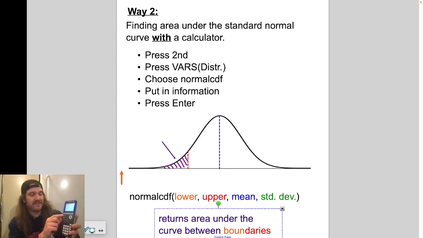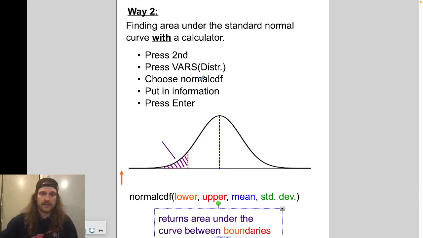You're going to press second, and then vars, which is actually the thing that says distribution. So vars is below the circle right there. So second vars, and when you see that, you're going to see lots of options. You're going to press option 2, the one that says normal CDF. Now, what normal CDF does is you enter 4 things. It's for the normal curve.